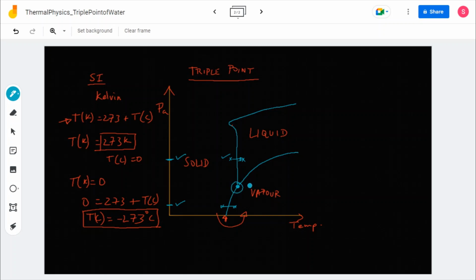And this triple point of water is approximately 273 Kelvin, or 273.16 Kelvin. And it happens at approximately 611, or 611.65, Pascal pressure. So this is called the triple point of water. This is used to define the Kelvin, the SI base unit of temperature.